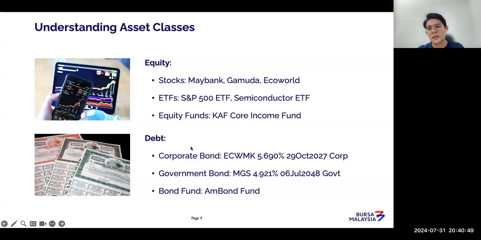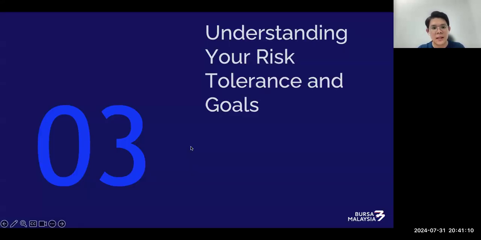If you don't want to worry and want peace of mind, like the equity fund, you can just buy a bond fund, where an advisor helps you manage your funds. So these are the two examples of asset classes. And then we see the next one.